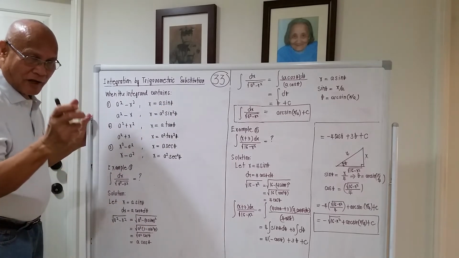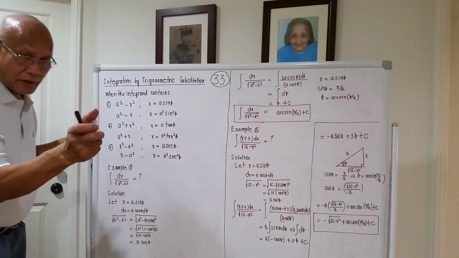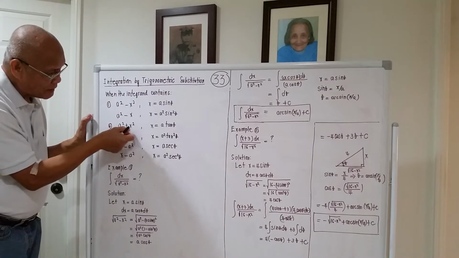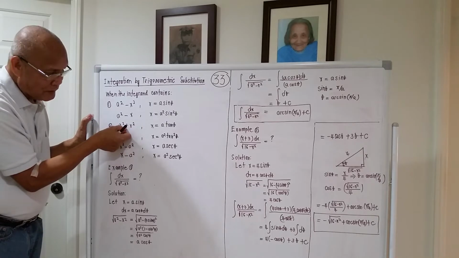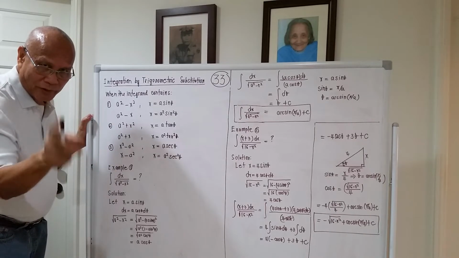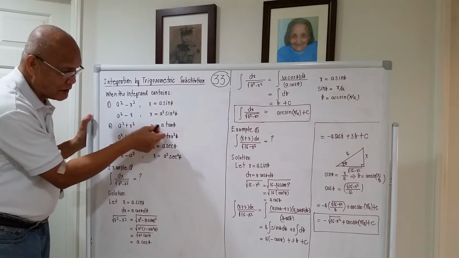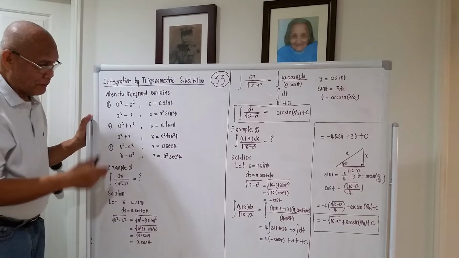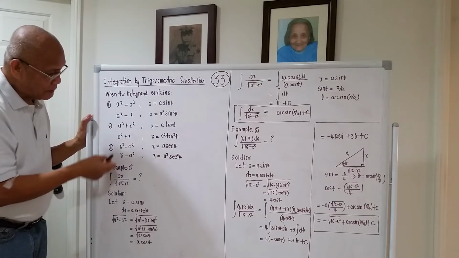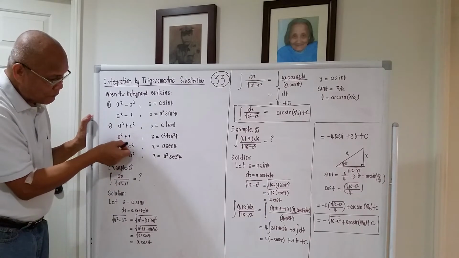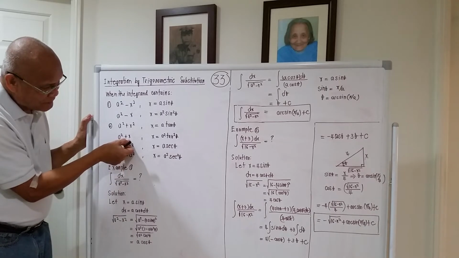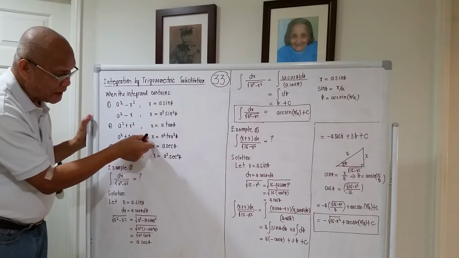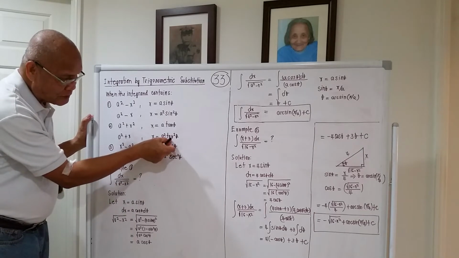Second variation. If the given integrand contains a square plus x square, it's plus, the required trigonometric substitution should be x equal to a tangent of theta. If the given integrand contains a square plus x, only x, the required trigonometric substitution should be x equal to a square tangent square of theta.